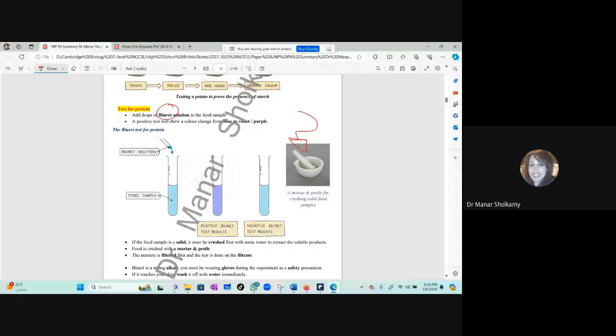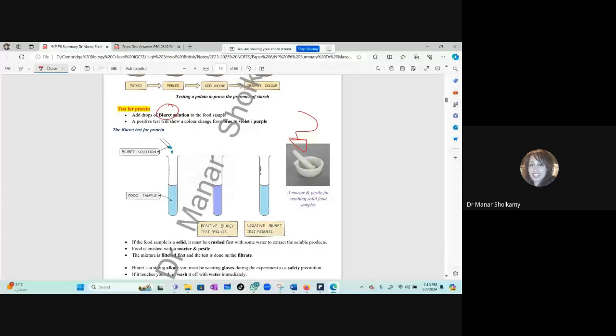If it is a seed or a solid, I will crush it with ethanol first, and then I'm going to filter it, and to the filtrate, I will add the water. I'm talking here about the fat test, the emulsion test, okay? So these are the two tests that usually confuse you. I always see mistakes in the vitamin C test and in the test for fats.